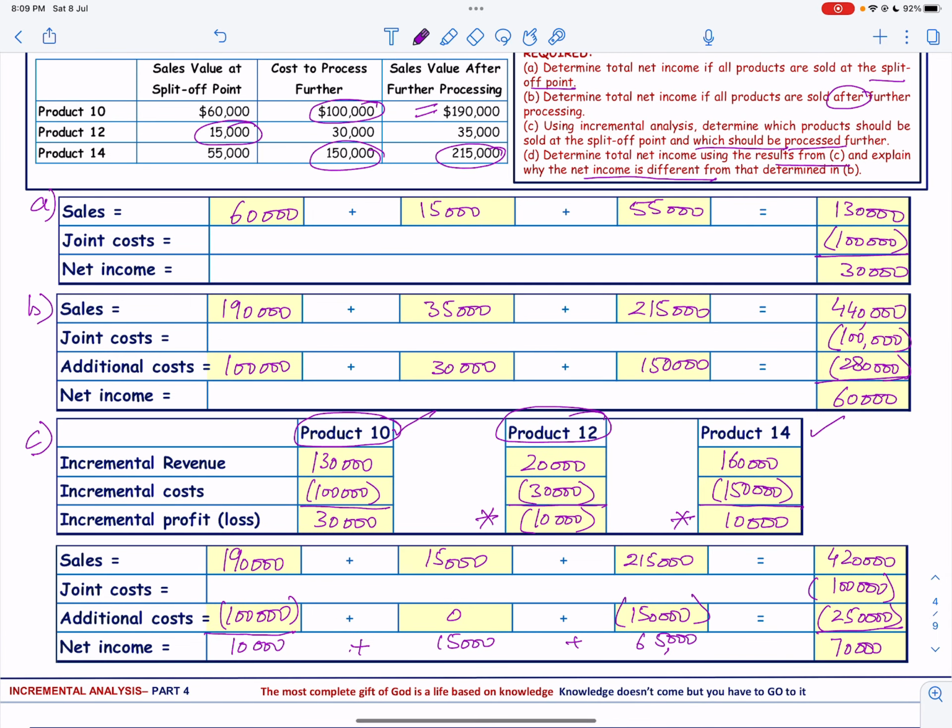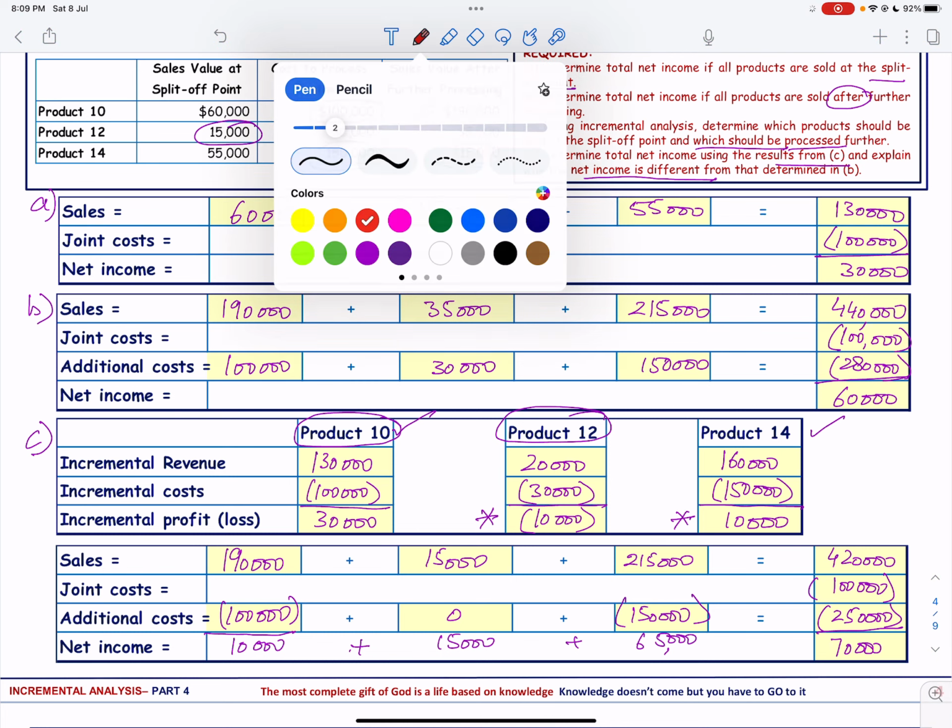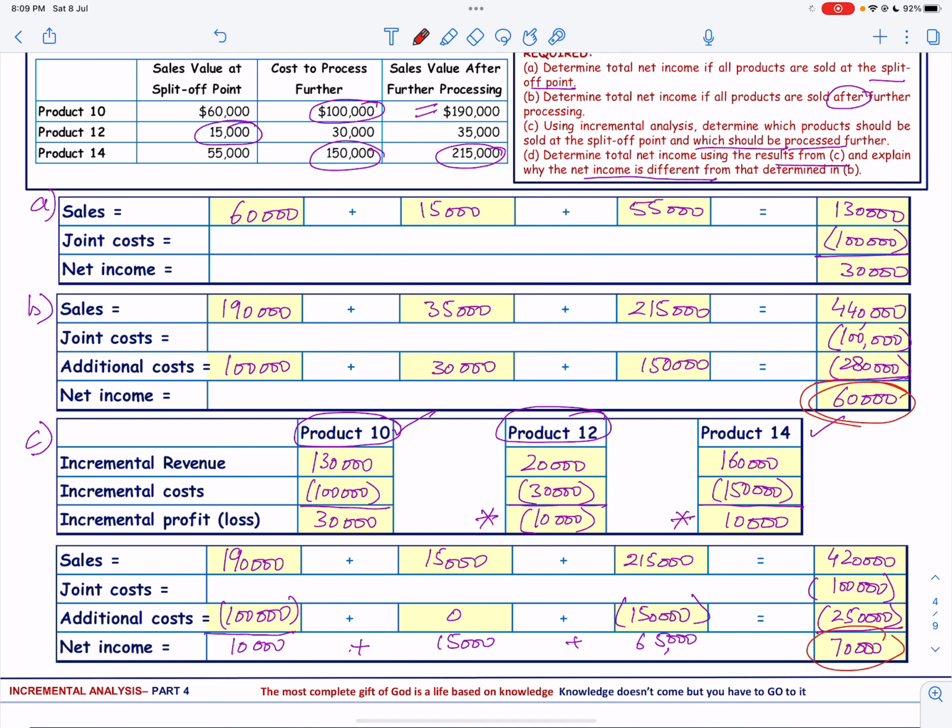So the net income now will be 250, and this is going to be 70,000. So we can see that the net income is 10,000 more when we go for number D in our solution, and this 10,000 excess is because product number 12 is not processed further, and this is increasing the profit by 10,000.